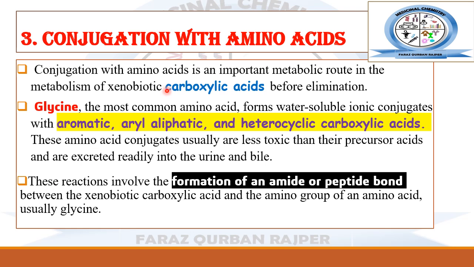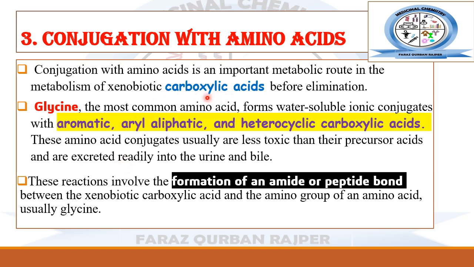Conjugation with amino acids is an important route of metabolism for xenobiotic drug molecules with a carboxylic acid before their elimination. It mainly occurs with amino acids like glycine, the most important amino acid, which forms water-soluble ionizable conjugates. This occurs with drug molecules in which an aromatic, aryl aliphatic, or heterocyclic carboxylic acid is present. In those drug molecules glycine conjugation takes place, and they become less toxic and their precursor acids are easily excreted into the urine or the bile.